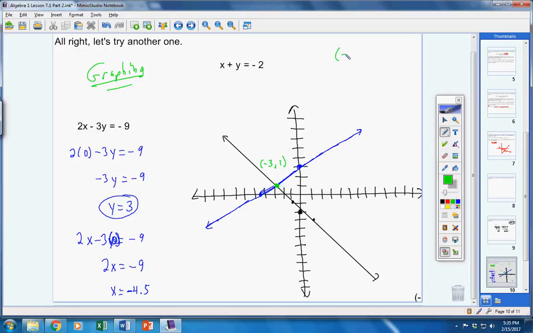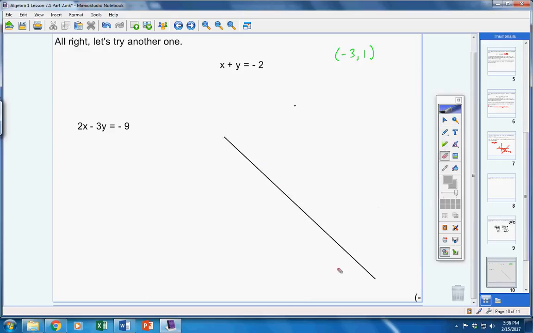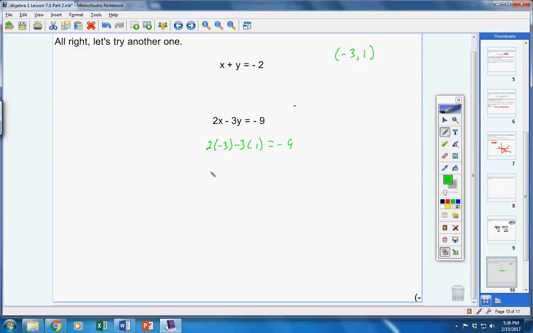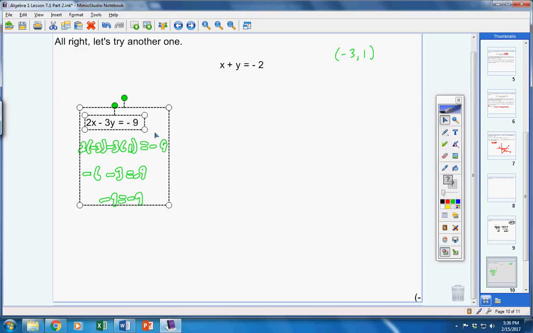Okay, I'm going to write it up here. And you know now what we have to do, right? We have to check our answer. So here we go. Let's check it and see if we did this correctly. We'll start with this equation first. Where the x is, I will put a negative 3, and where the y is, I will put a positive 1. 2 times negative 3, negative 6. 3 times 1, 3. Negative 6, negative 3 does equal negative 9. So we're good there.